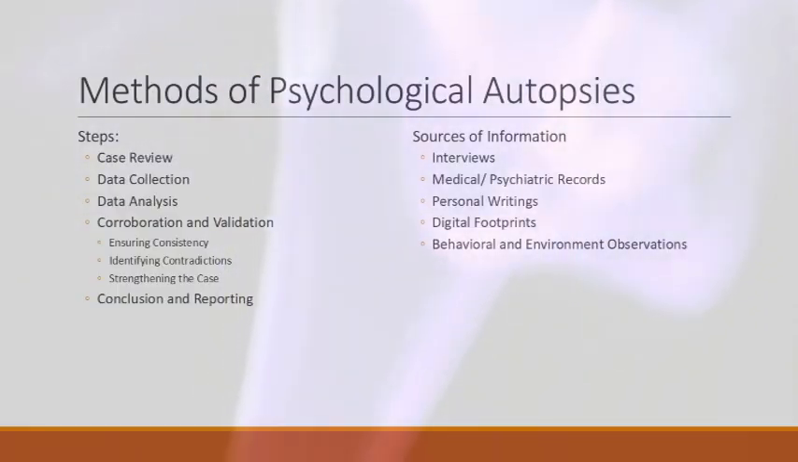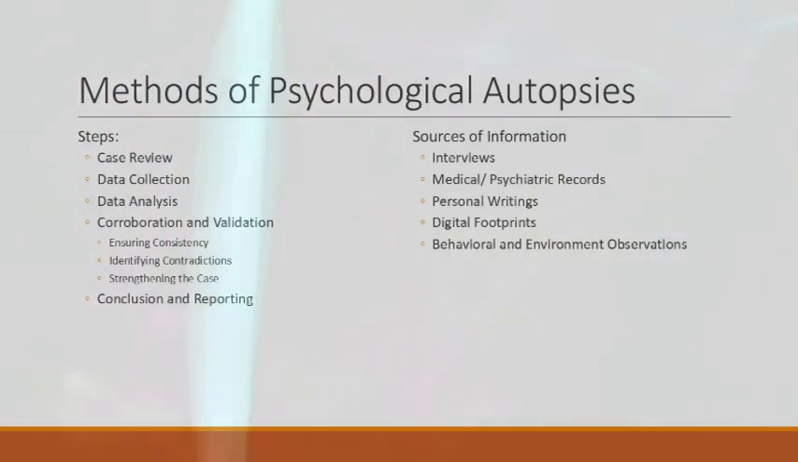So there are some ethical standards that we need to hold to in both psychological autopsies and clinical assessments, but they differ. In psychological autopsies, the primary ethical concern is respecting the deceased's privacy and the family's rights, while in the clinical assessment, the focus is on the individual's autonomy and confidentiality and informed consent.